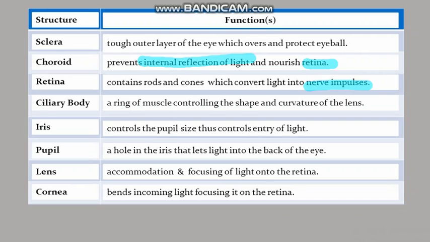Iris, which controls the pupil size, thus controls entry of light. Pupil, a hole in the iris that lets light into the back of the eye. Lens, accommodation and focusing of light onto the retina. Cornea bends incoming light, focusing it on the retina.